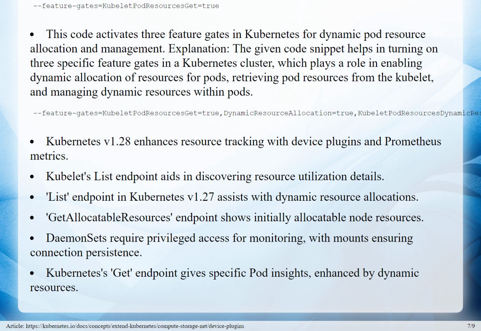The get endpoint introduced in Kubernetes version 1.27 alpha brings similar insights to those offered by the list endpoint but focuses on a specific running pod. This requires inputs like pod name and pod namespace, and dynamic resource allocations are possible with proper kubelet configuration.